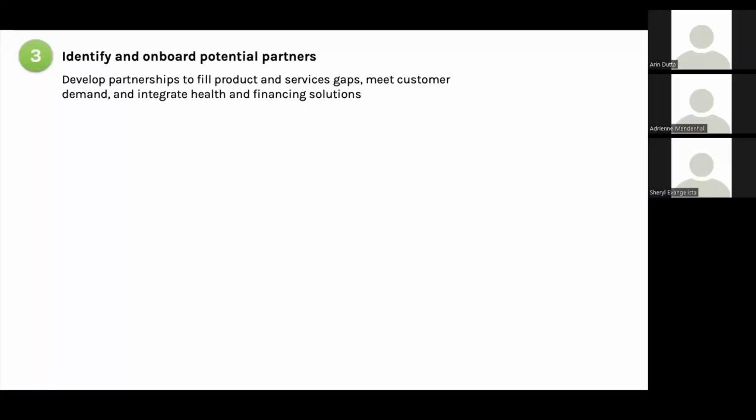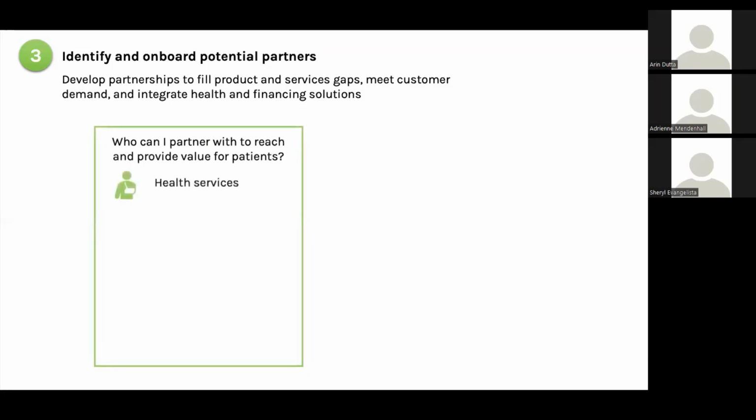So the third step in creating a DFS for Health project is to identify and onboard your potential partners. And so to do this, when you have your solution and you've looked at the solution that you want to build, look at what are those product and service gaps. You might have to bring in a digital financial services company.